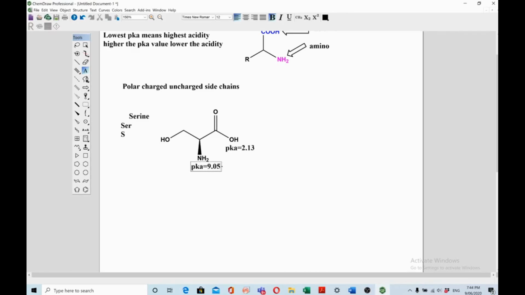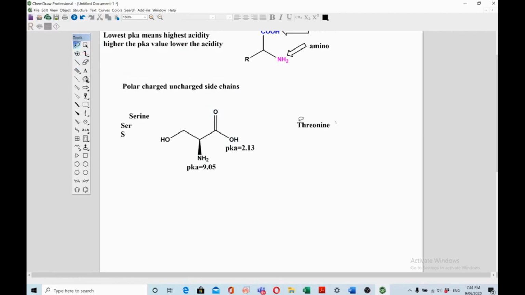9.05. The next is threonine, an amino acid in this family of polar uncharged groups. Why are they polar? Because this is an OH group, this is polar, and obviously the acid and NH2 are already polar, and they don't have any charge, neither positive nor negative.